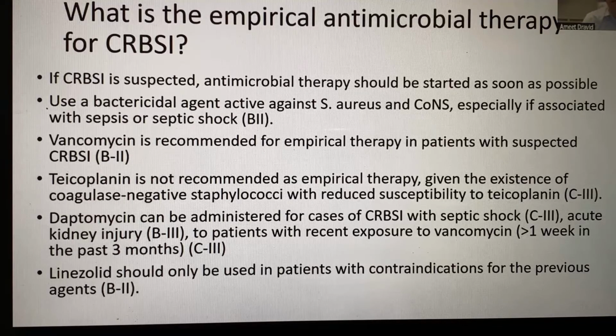We use a bactericidal agent active against Staph aureus and coagulase negative staph, because these are the most common organisms which are going to cause CRBSI. Especially in patients with sepsis or septic shock, it should be started immediately. Vancomycin is recommended for empirical therapy in patients with suspected CRBSI. Teicoplanin is not recommended because coagulase negative staph sometimes have reduced susceptibility to teicoplanin. So if you are suspecting CRBSI, you have sent blood cultures, both central line and peripheral line, then vancomycin should be the empirical drug of choice.